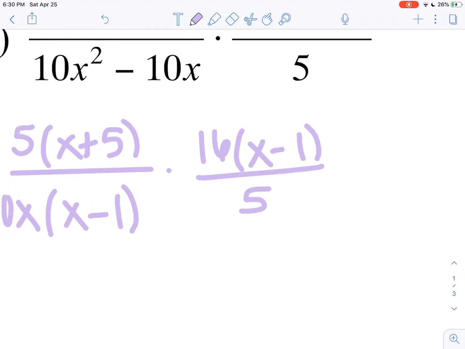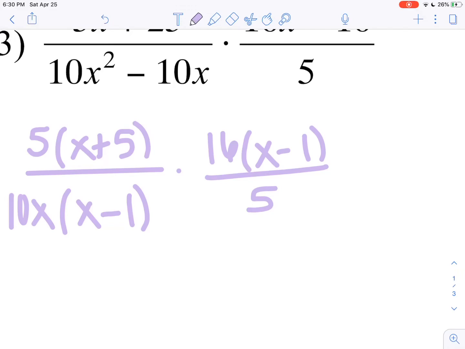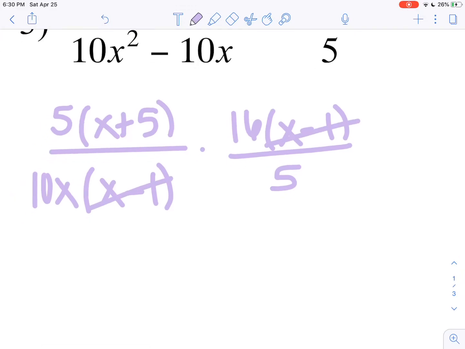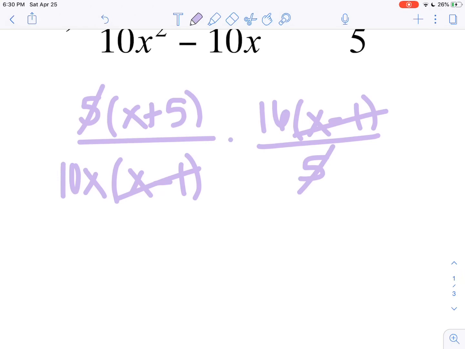Okay, so now I'm looking for things that match. The x minus 1, I could cross that out as a whole. These 5s, now that they're just monomials, they're not a part of a binomial, I could cross those out. And 10 and 16 actually have something in common. I could divide both of those by 2. So that's going to become 5, and that's going to become 8. And then I don't see anything else that I could cross out.